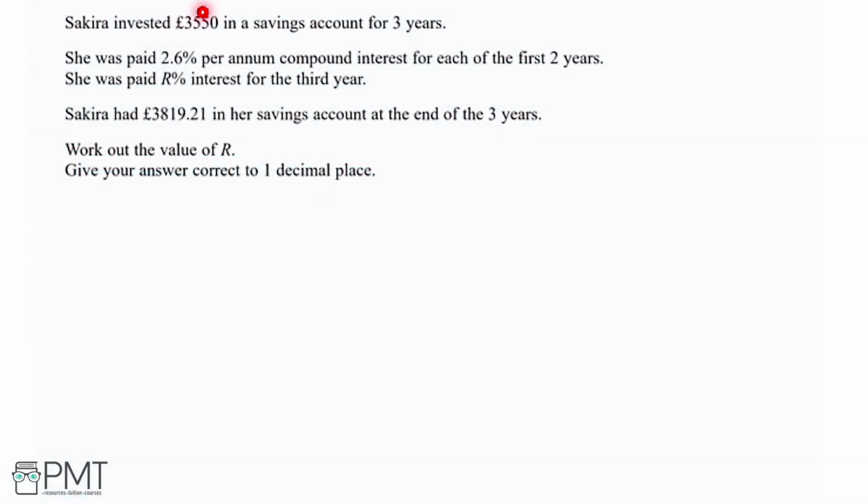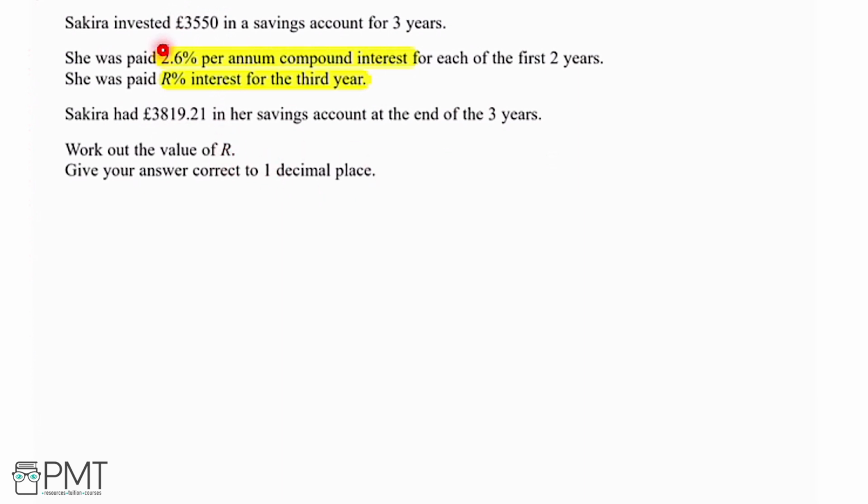Sakira invested £3,550 in a savings account for 3 years. She was paid 2.6% per annum compound interest for each of the first 2 years, and she was paid R% interest in the third year. She had £3,819.21 in her savings account at the end of the 3 years, and we need to work out the value of R, giving it to 1 decimal place.